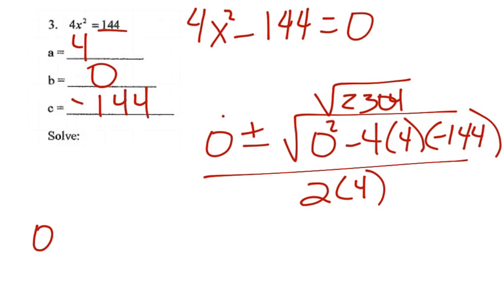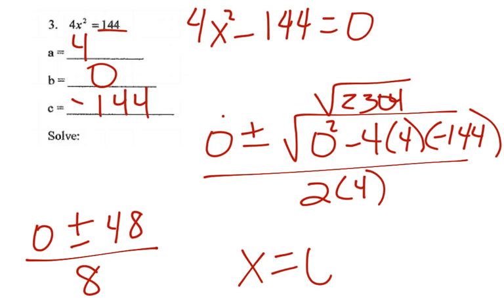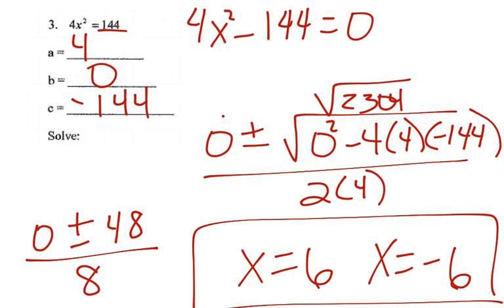So it becomes 0 plus or minus 48 all over 2 times 4, which is 8. So 0 plus 48, enter, divided by 8, x equals 6. 0 minus 48, enter, divided by 8, x equals negative 6.